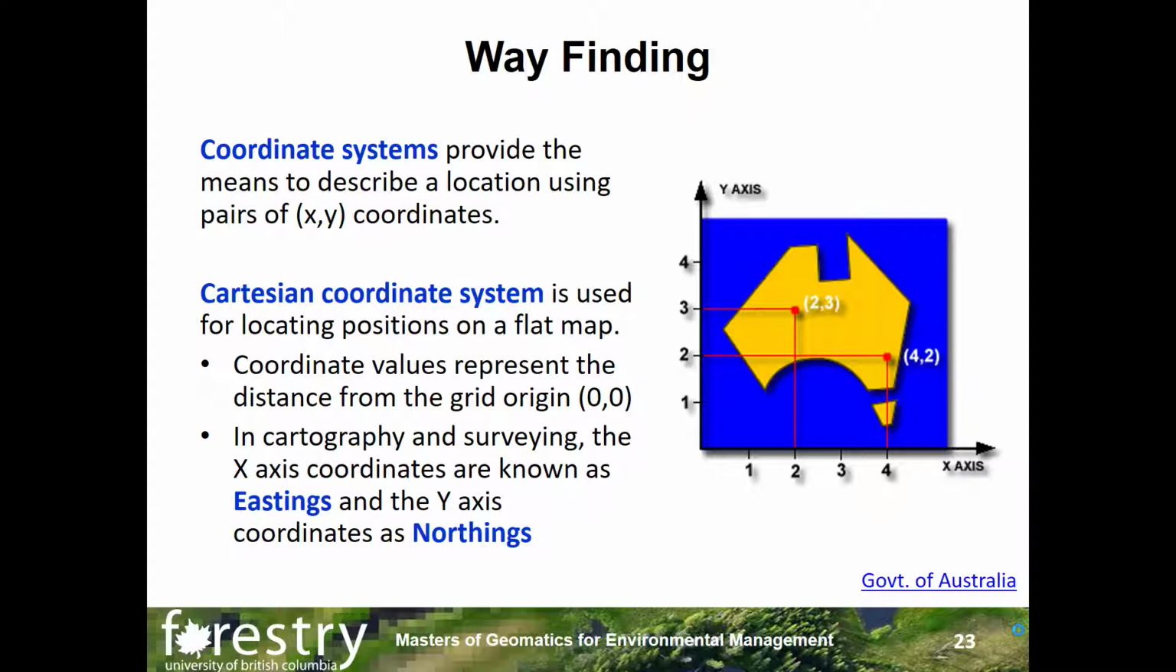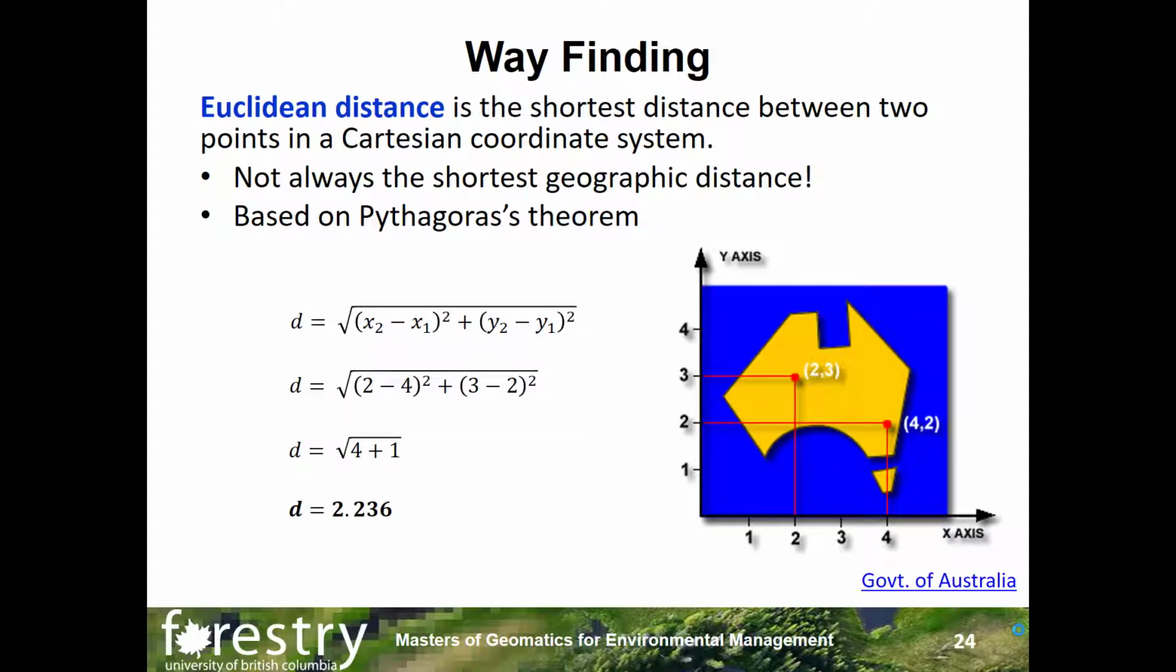In this cartoonish example on the right, showing Australia, the origin is down here at 0, 0, and we have values increasing on the y-axis and on the x-axis away from that origin. In cartography and surveying, the x-axis coordinates are referred to as eastings, and the y-axis coordinates are referred to as northings.